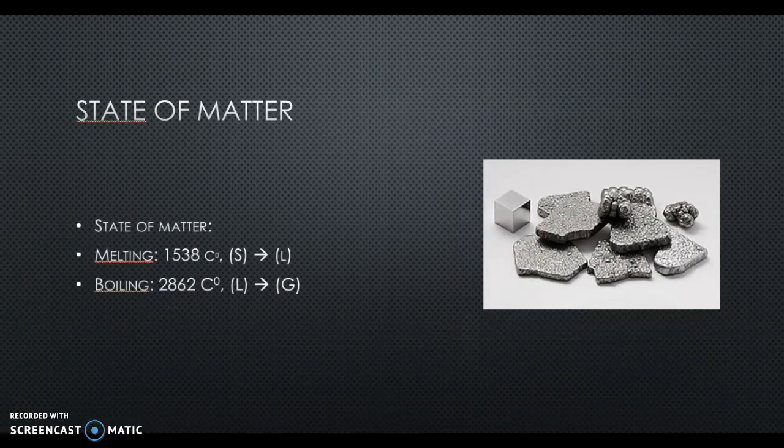Then we have the state of matter of iron, which is the melting and boiling point. Iron melts at 1538 degrees Celsius, and from there it goes from a solid to a liquid, and it boils at 2,862 degrees Celsius, and from there it goes from a liquid to a gas.